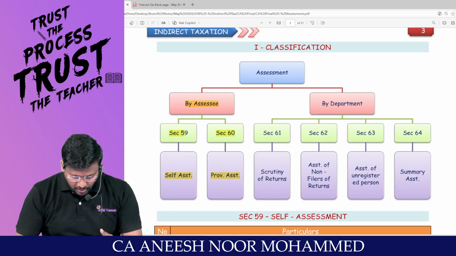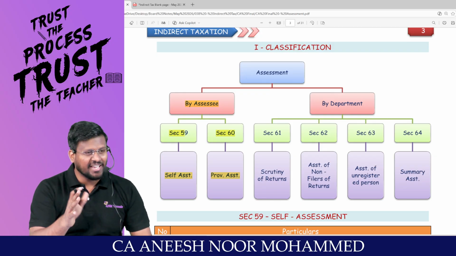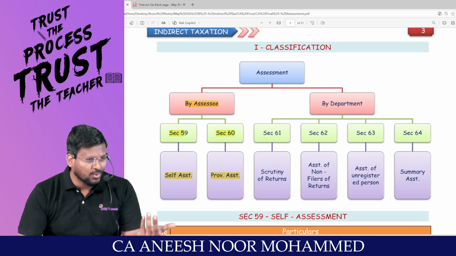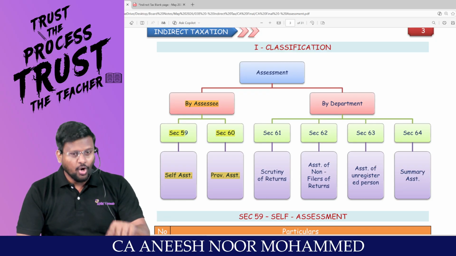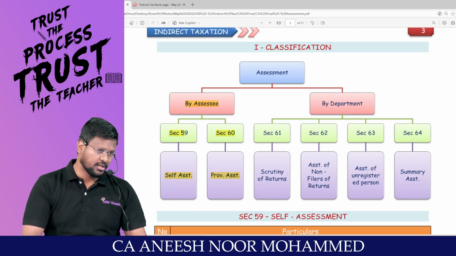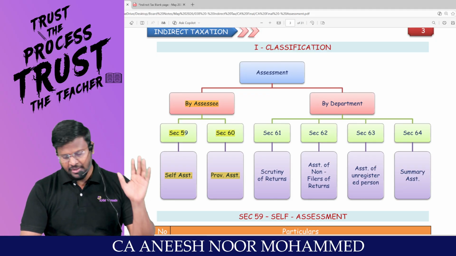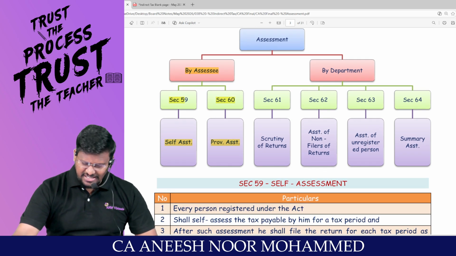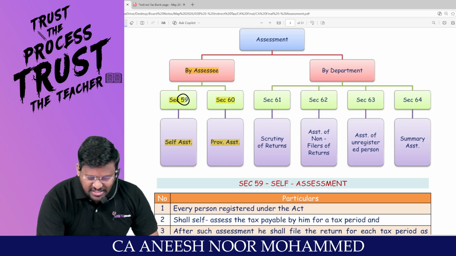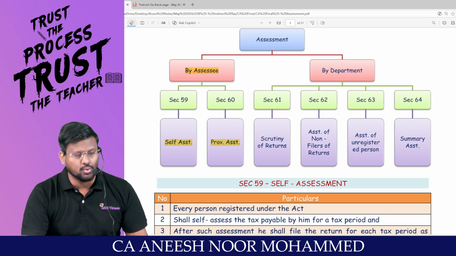A taxpayer will either do 59 or do 60. A taxpayer will not do both. He can't do both. Either you should know everything or you should not know something. If you don't know something, travel through section 60 route. If you know everything, travel through section 59 route. Perfect. Either the assessee has traveled through section 59 or the assessee has traveled through section 60. Super fantastic. Now, what does the department have to do?